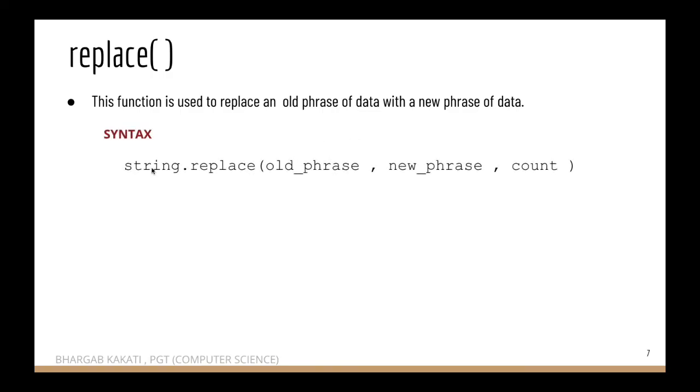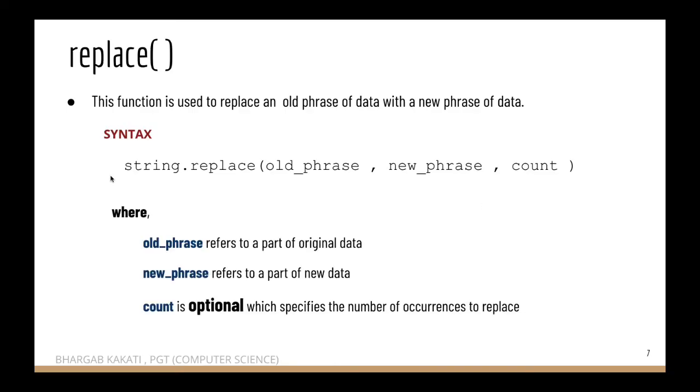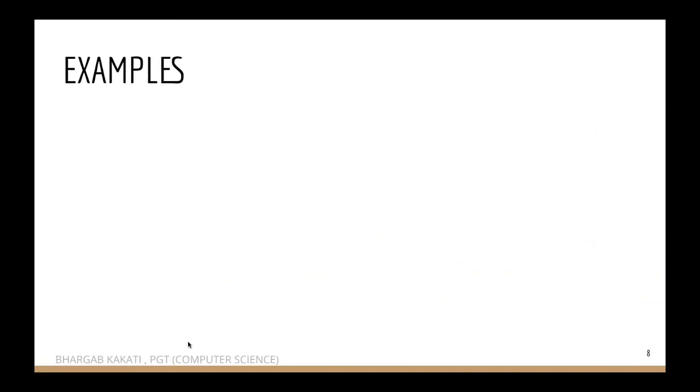What is the syntax? The syntax is as follows. String.replace, we need to specify the old phrase, comma, the replaced phrase, that is the new phrase, comma, count. Count means how many times we want it to replace. It will be clear with examples. Here old phrase refers to the part of the original data. New phrase refers to a part of the new data. Here count is optional, which specifies the number of occurrences to replace. Count says how many times we want to replace that particular phrase. Let's try to understand with the help of some examples.